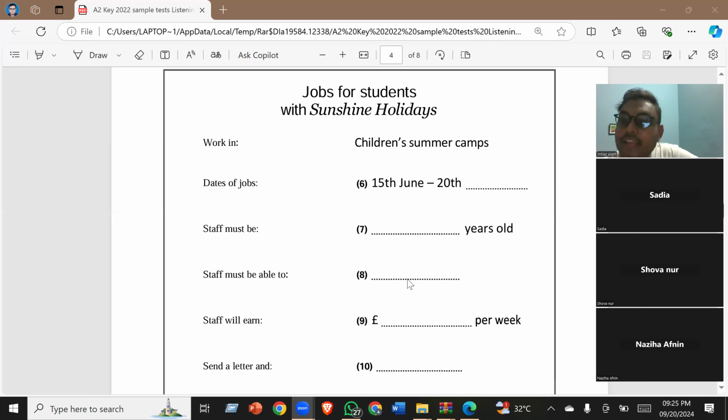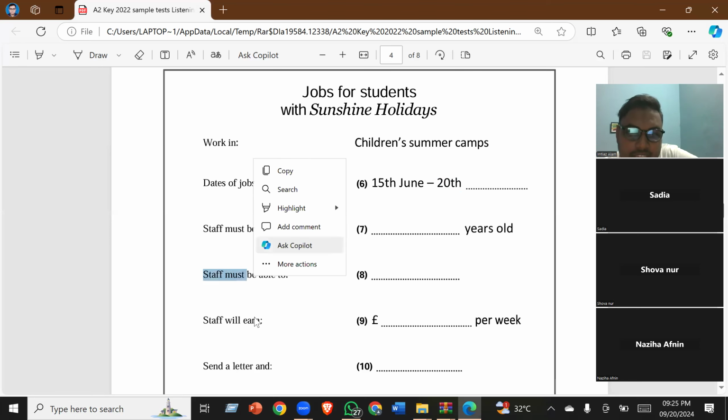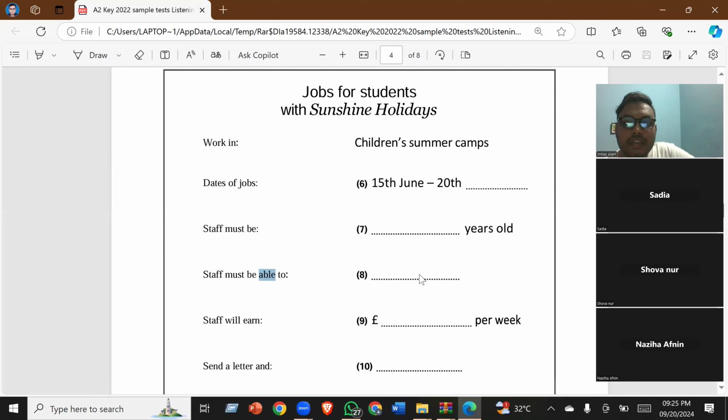No, there are still initial words. There are no afterwards words, but there are initial words. Which are the initial words? This is the initial word: staff, must, or you can say able. So this is the initial word. If you don't find any initial word before the gap, then you have to check these things, because this is the initial word.